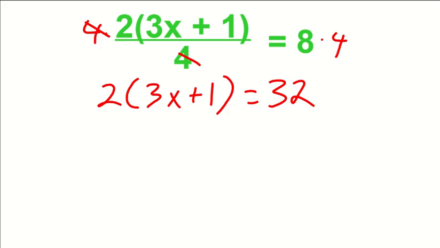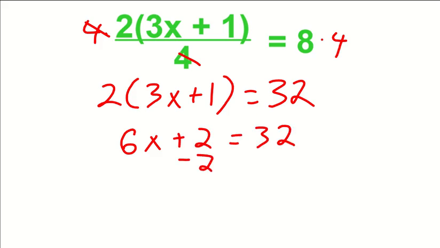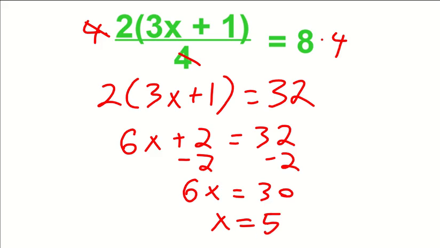I think some of y'all probably distributed first. That would have worked too, that'd be fine. Right here, most of y'all probably distributed, right? If you didn't like the first step, if we distribute, I got 6x plus 2 equals 32. I subtract 2. I got 6x equals 30. Divide. I got my x equals 5.